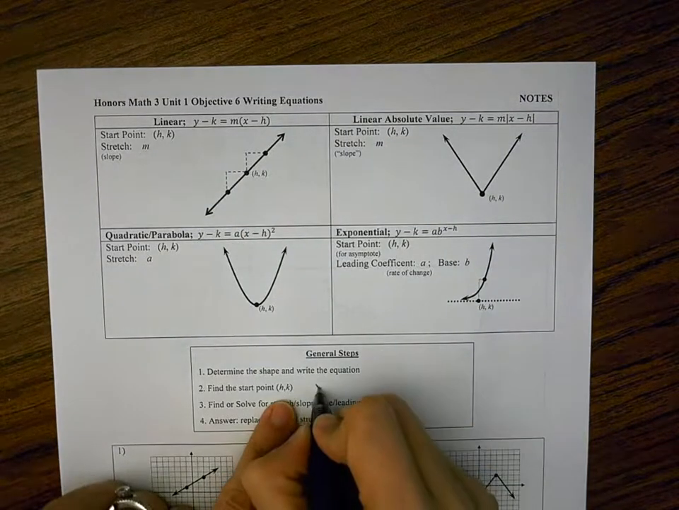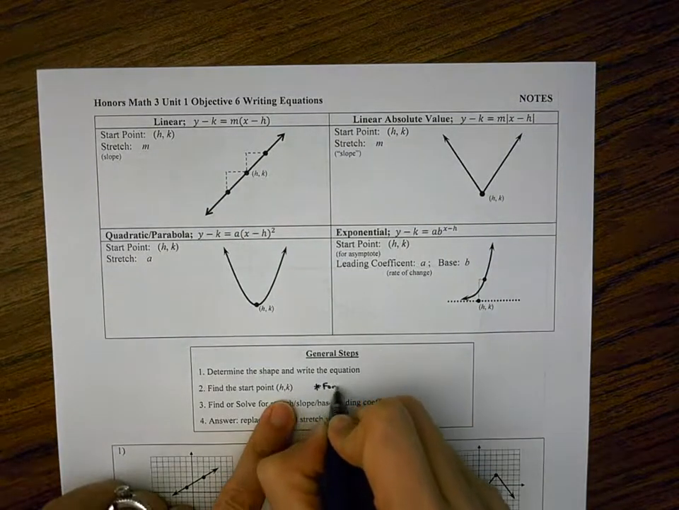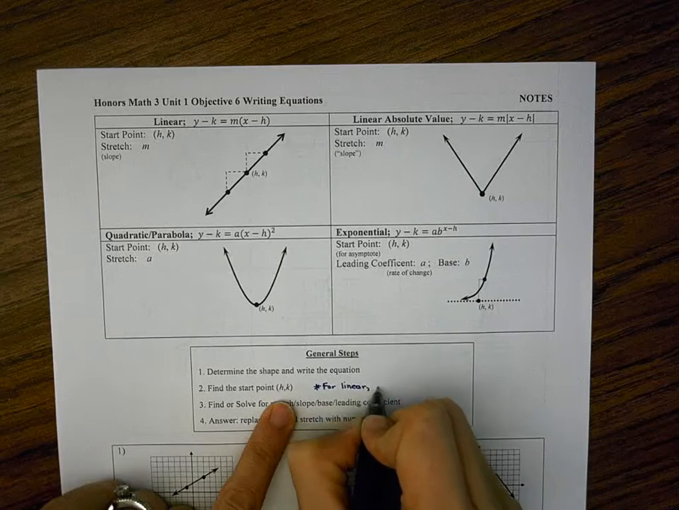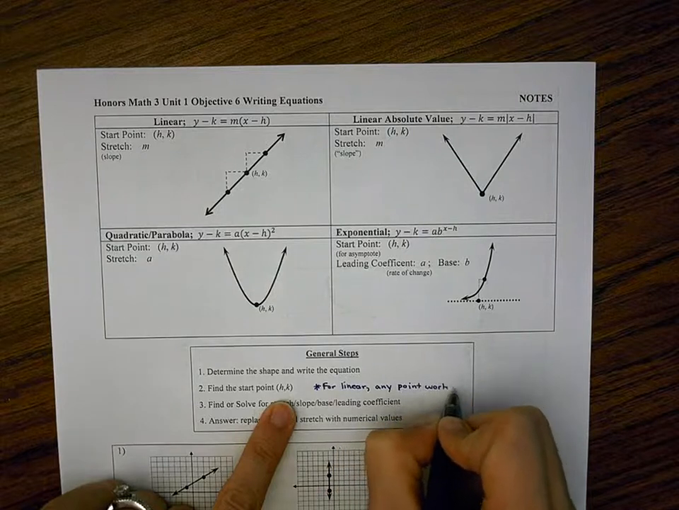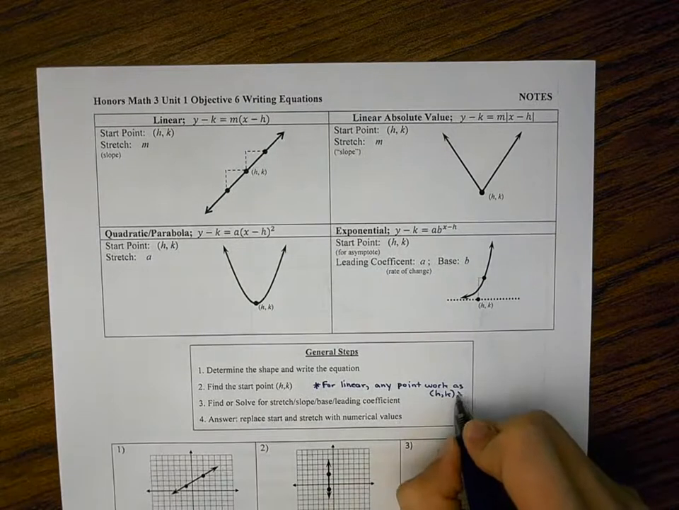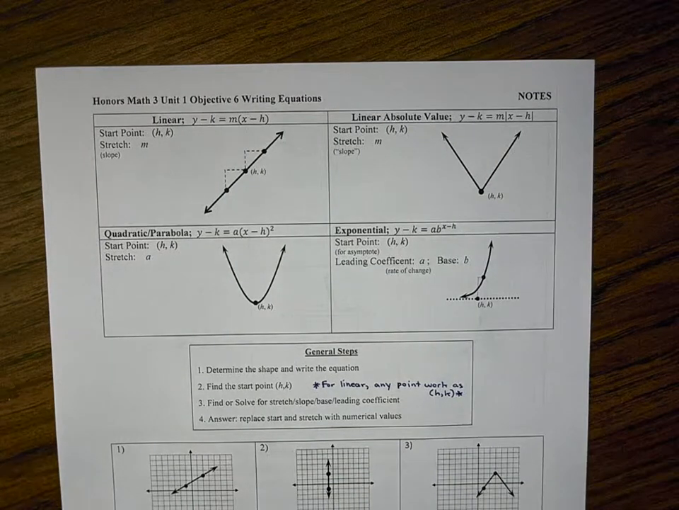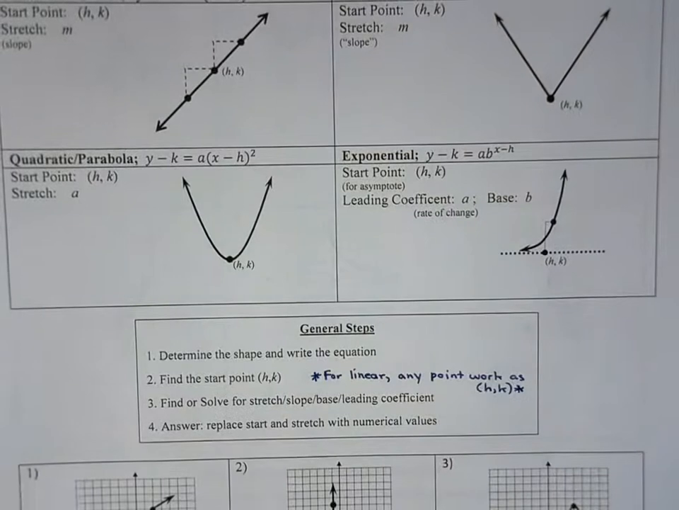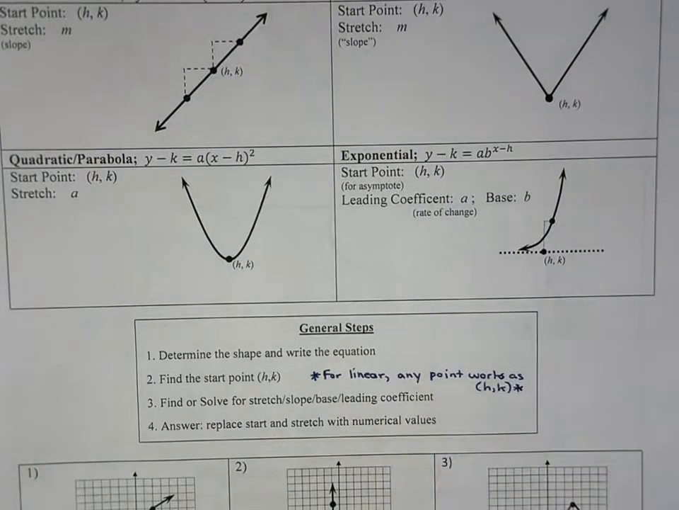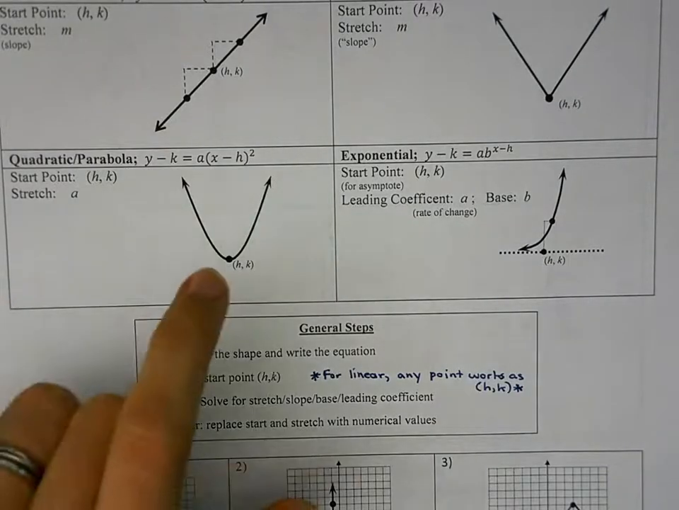Okay, and so I did want to include a little note here. For linear, any point works as HK, which means for linear equations, we'll actually in some cases have multiple right answers. Let me zoom in on that a little bit, sorry. I wrote that a little small. There we go. For linear, any points work as HK. And so, yeah, for ones like number 1 that we're going to do here in a bit, there's potentially more than one right answer because any of your points works as HK.